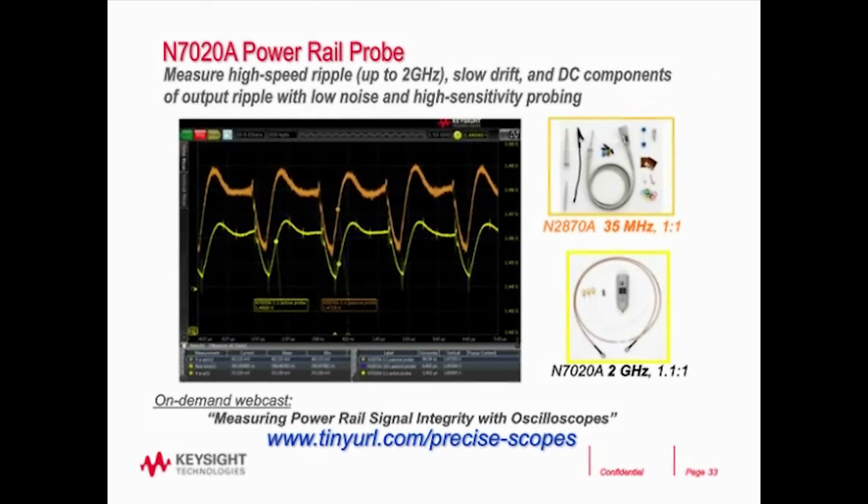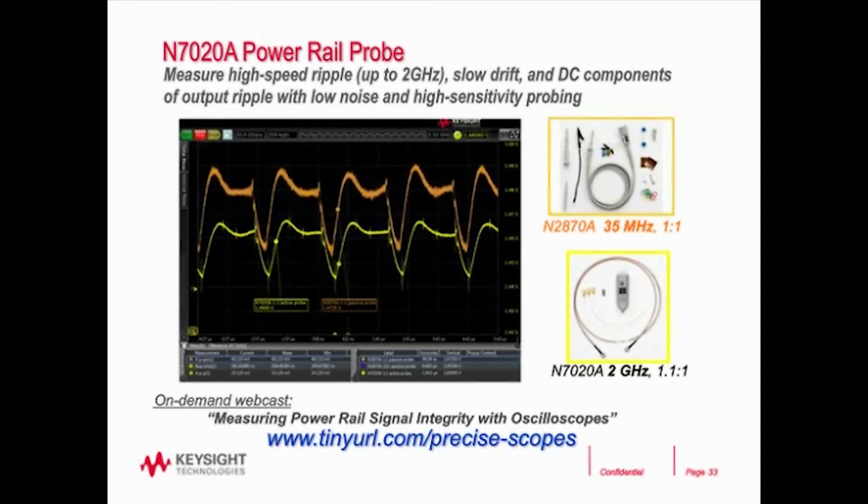This is on one of our Infinium Windows-based oscilloscopes. The orange waveform is using that 35 megahertz 1-to-1 probe. You can see it's noisier. The yellow waveform is using the new power rail probe. You may not be able to see it, but there are some very narrow spikes in there that have very high frequency. That's what the 1-to-1 probe is going to miss. Plus, there's much lower noise on this.